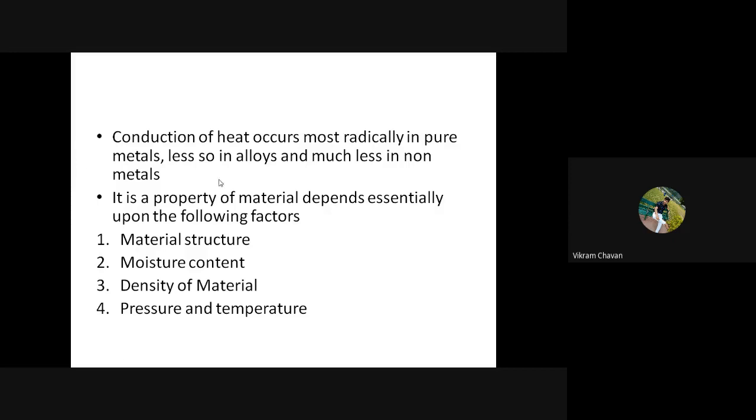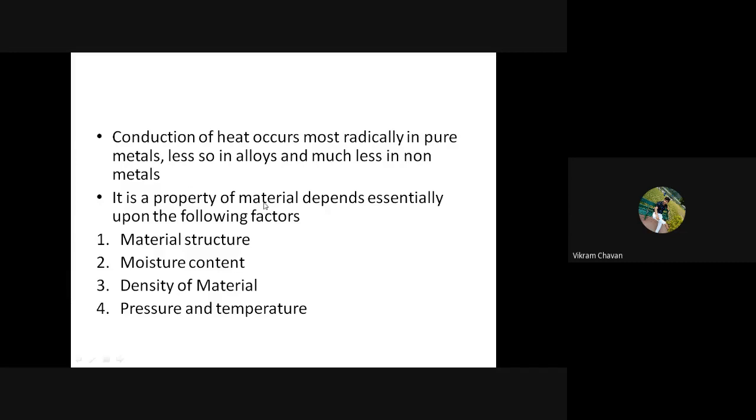So the conductivity of heat occurs most readily in pure metals, less so in alloys, and much less in non-metals. In non-metals there are no free electrons available, so the thermal conductivity of non-metals is also very low.